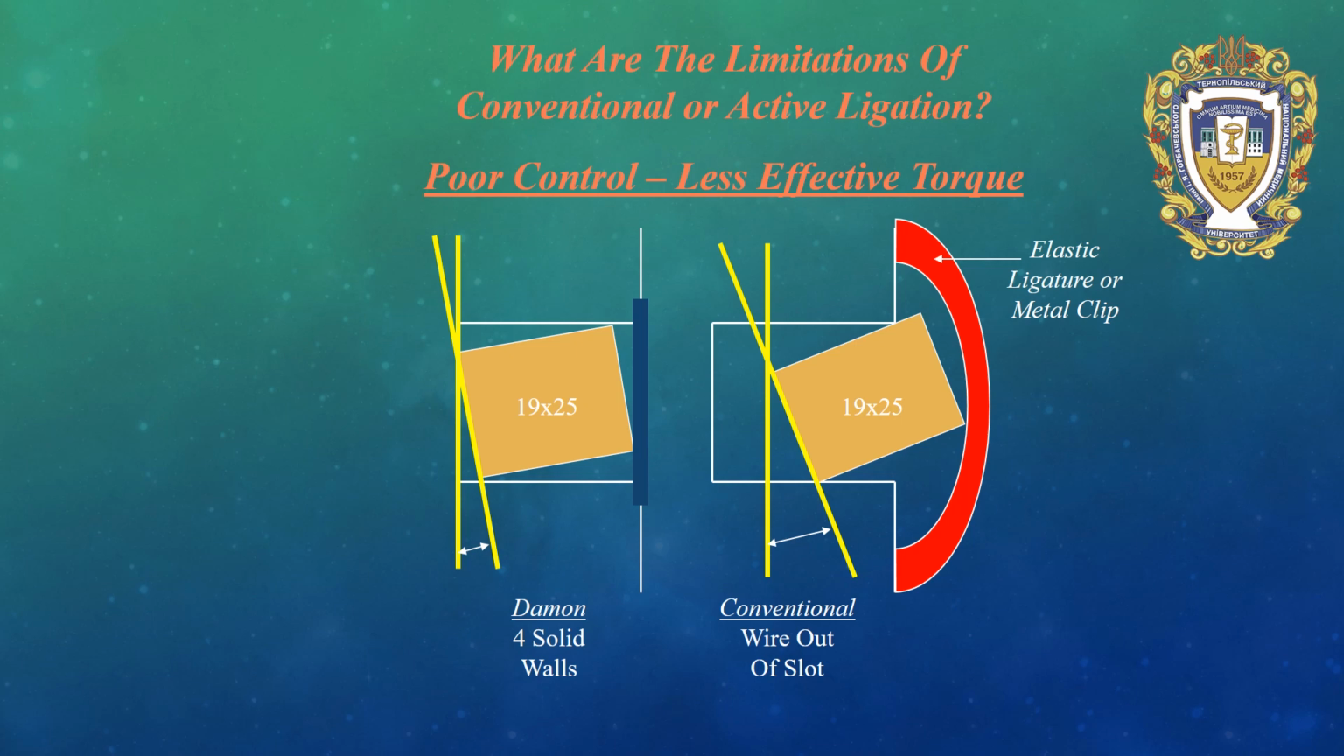They are shown why we will get less effective torque control in comparison with conventional or active ligation.